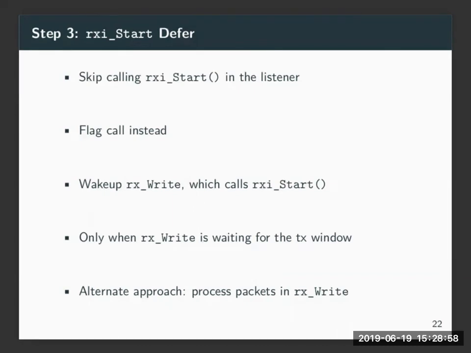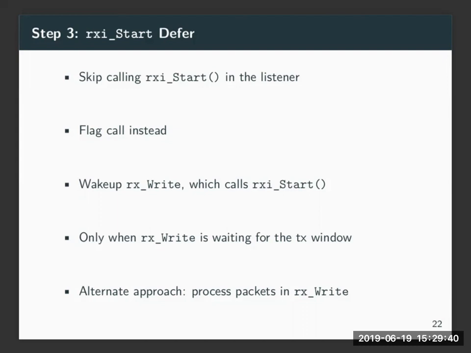So in the listener, I make it so the listener doesn't call RxI start anymore. Instead, in all the places where it would normally call RxI start, we set a flag in the call indicating that RxI start needs to be called. And we wake up the thread that's inside Rx write, which is waiting for the window to advance. And that calls RxI start for us. We only do this when Rx write is waiting for the transmit window, sorry, I keep saying that. And as I said before, we don't wait for the peer to ACK everything, but we do still wait for ACKs to come in, but we just do so after filling the transmit window fuller than it needs to be.